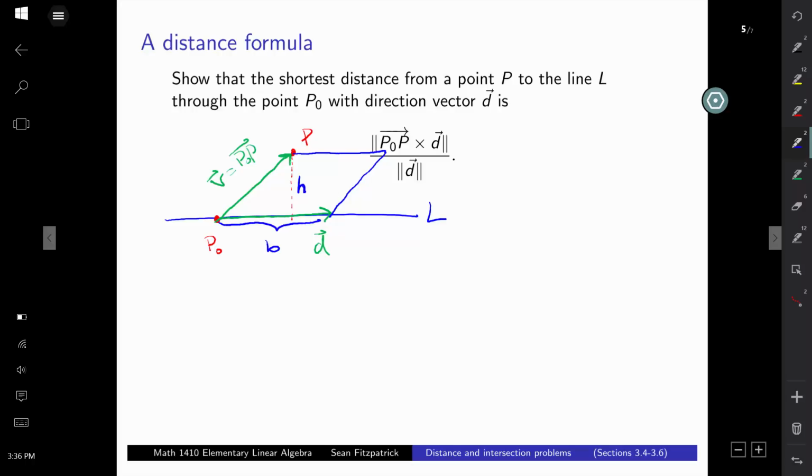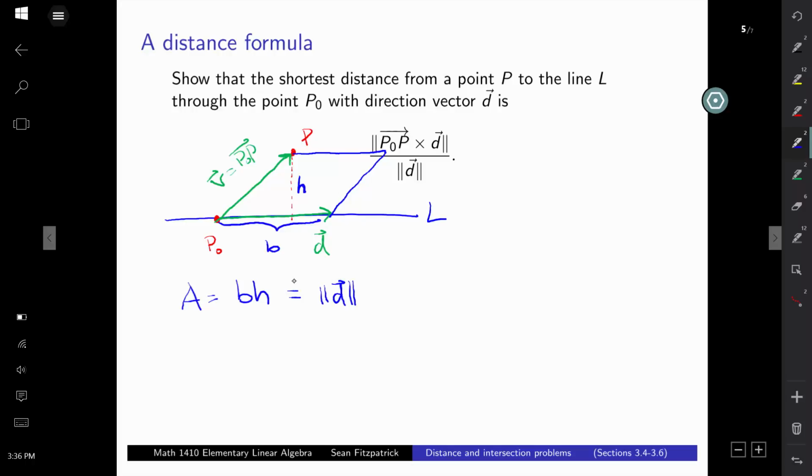Here's the base of the parallelogram. So one of the formulas that you learn for the area of a parallelogram is the area of a parallelogram is just base times height. So that's equal to, so the length of the base is the magnitude of this vector d.